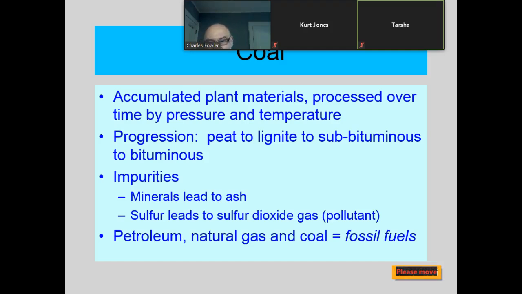Well, guess what? We all live on the same planet, and whether they burn this in South America or they burn it in Birmingham, it's still going to enter the same atmosphere, and it's going to dirty the same atmosphere.